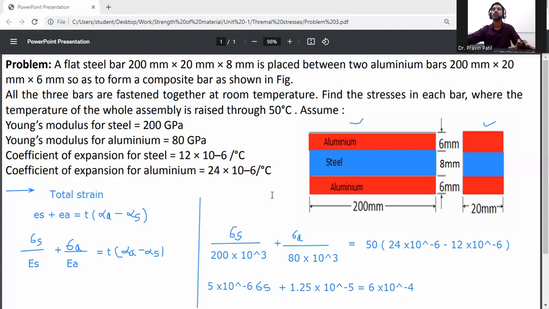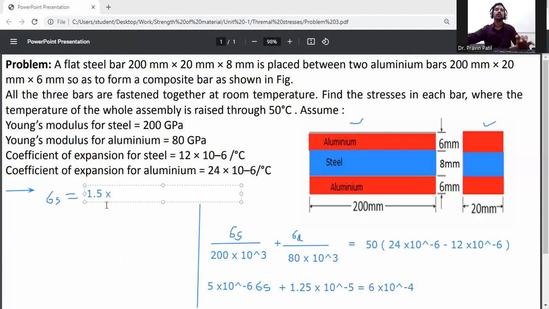So we know that sigma S is equal to 1.5 sigma A. We called it equation number 2. So put this value in equation number 1. 5 into 10 raised to the power minus 6 into 1.5, it will be 7.5 into 10 raised to the power minus 6 into sigma A, in terms of sigma A.